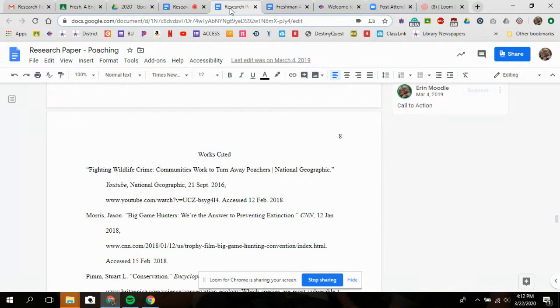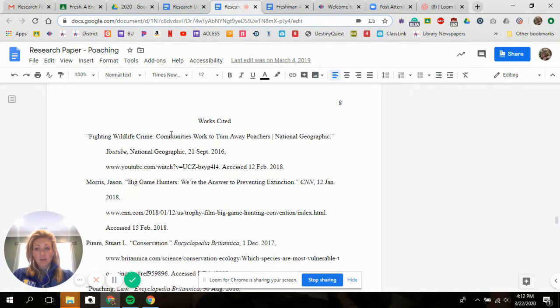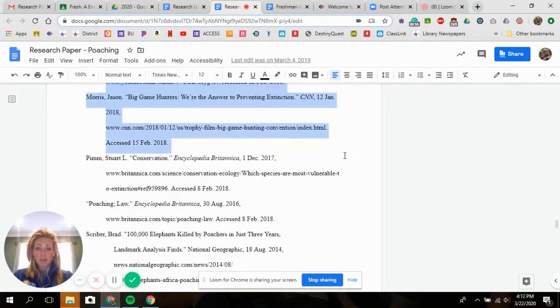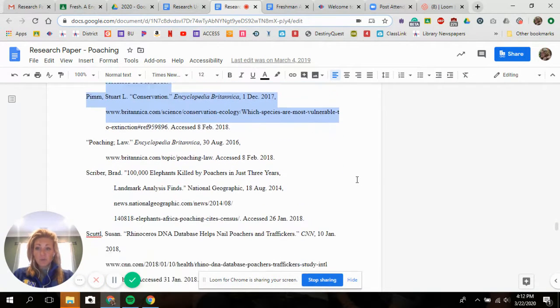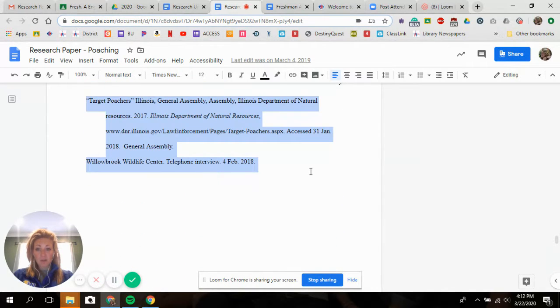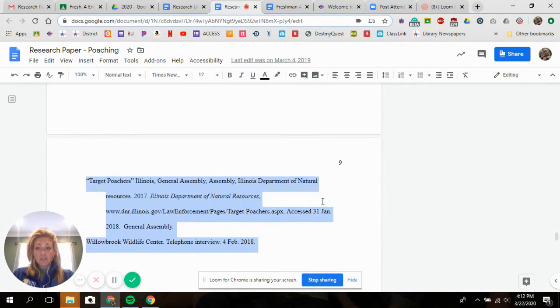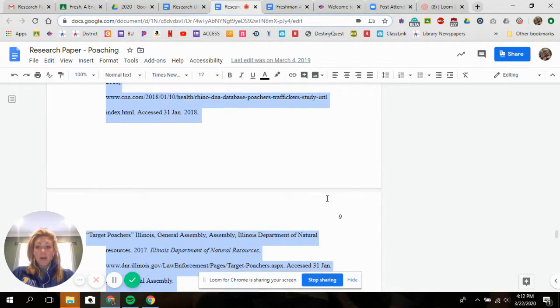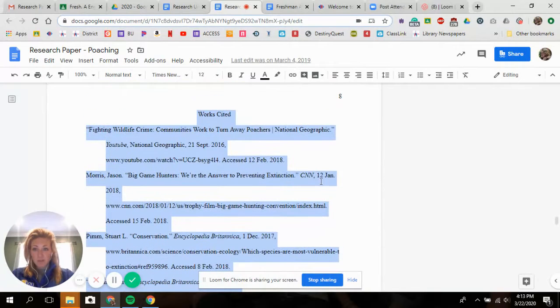But your works cited is going to be different than the bibliography because it's going to be shorter. That's the honest truth, because these are only the sources that they use within their actual writing, within their paper. So they actually use quite a few, but those are all the ones that they referenced within an in-text citation.